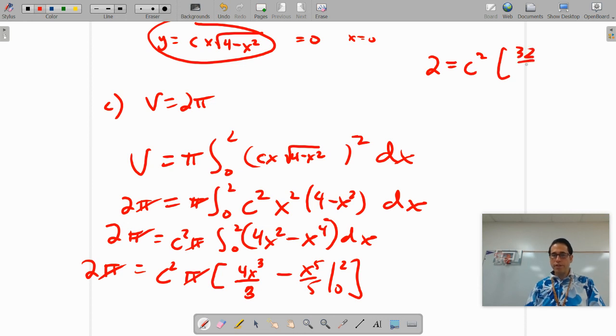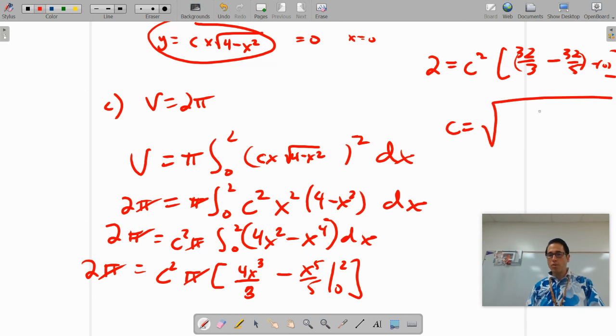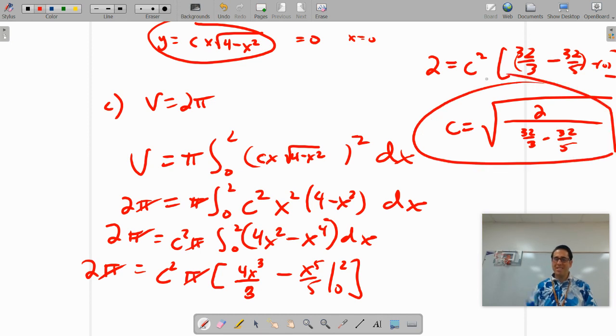That'd be 32 thirds. Plug in to the next one. That would be 32 again, but 32 fifths. And then it would be minus 0, minus 0. But guess what? I've told you guys many a times, don't simplify. Why simplify? Your answers can look ugly. So I legit would just, it's going to look ugly, but it's just c equals the square root of 2 over this ugliness, right? And only if I had time would I go back and simplify.